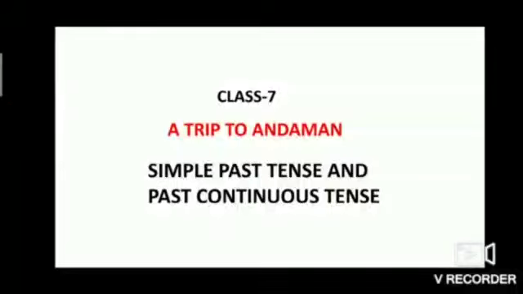Students, today we are going to learn about simple past tense and past continuous tense of our lesson A Trip to Andaman. Students, about simple past tense and past continuous tense you have already learned in your earlier classes, right? Let us start.